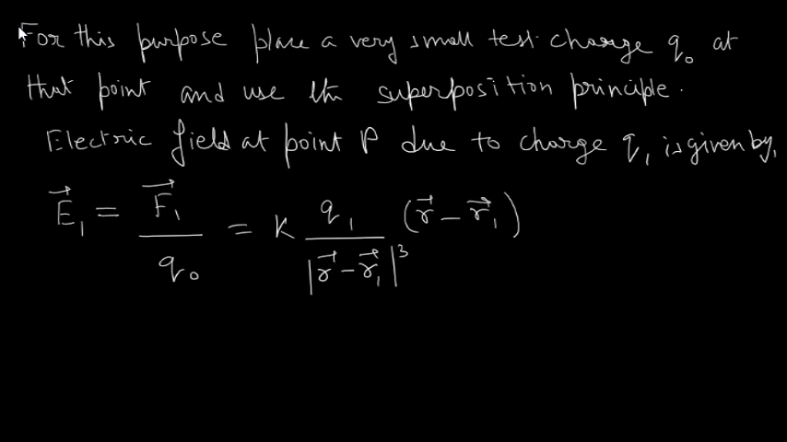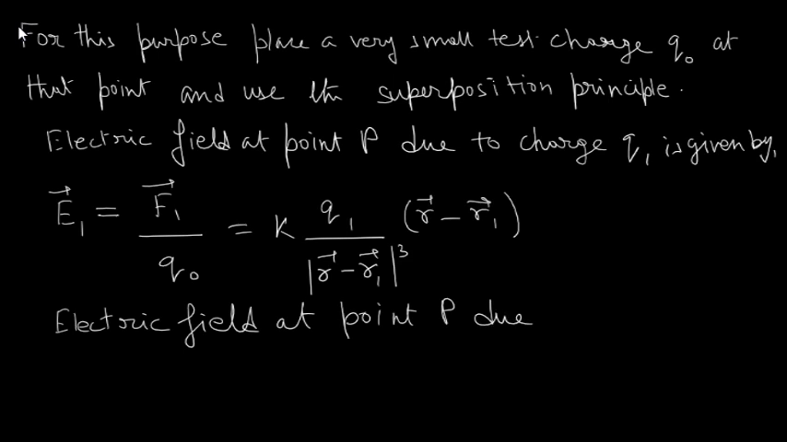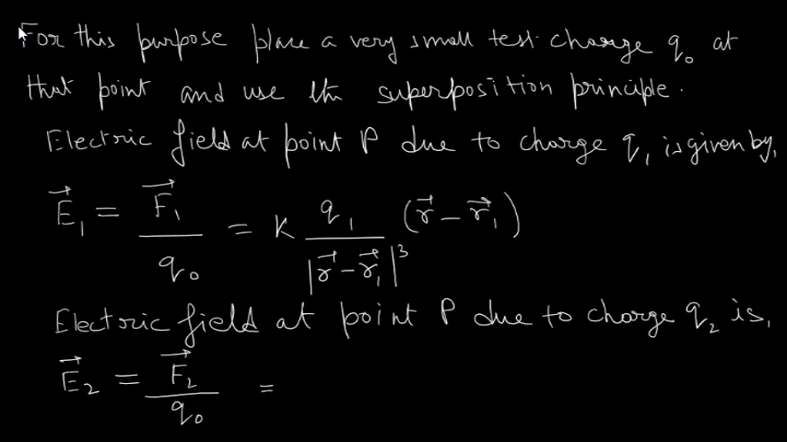Electric field at point P due to charge Q2 is E2 is equal to F2 upon Q0, which is equal to K Q2 upon modulus of r minus r2 whole square, times (r minus r2).